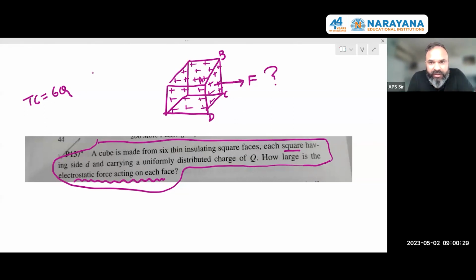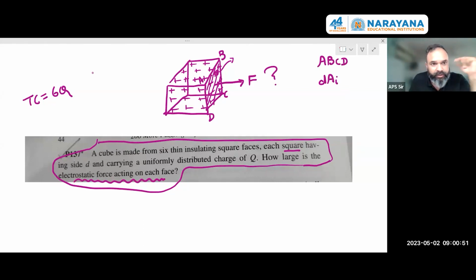So a student marks it like this. His attention, his focus area, is this face A, B, C, D. He cuts a differential element here, and he is thinking of finding out the force on this small differential area. Let us call it dAi. So focus on ABCD and take dAi.